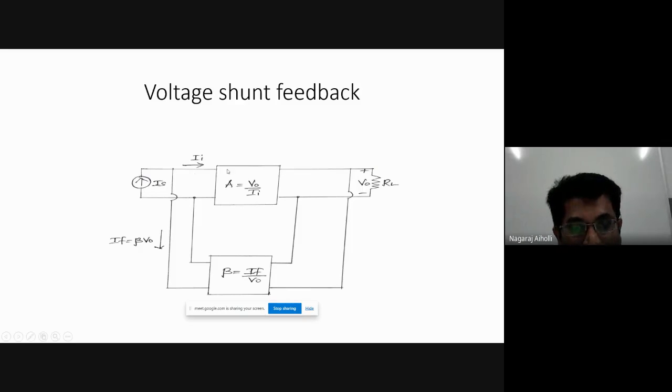In the voltage shunt feedback, the amplifier is also called a trans resistance amplifier, because A is equal to V naught by I. It is the ratio of voltage to current, it is the resistance, right? This amplifier is called a trans resistance amplifier because it's a ratio of voltage to current, Ohm's law, V by I is equal to R.